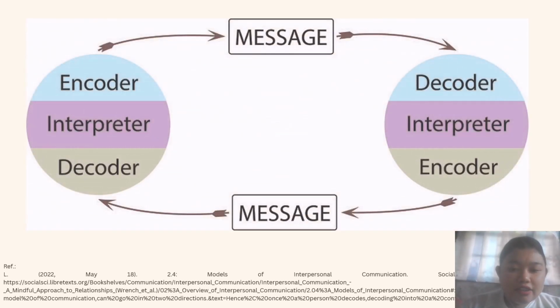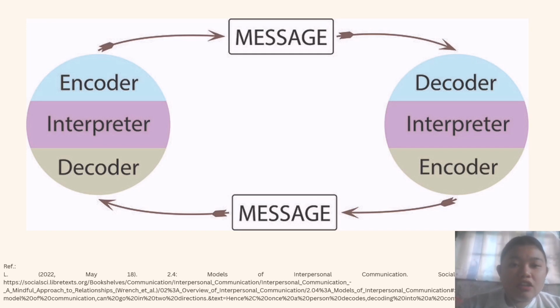As you can see here, this is the illustration of Osgood's model. We have on the upper side the message, and the same on the lower side. We also have on the left side the encoder, interpreter, decoder, and on the right side we also have the decoder, interpreter, and encoder. Basically, as we explain this process, the interaction starts. A message will then be delivered by an encoder and will be interpreted by the decoder, and vice versa.